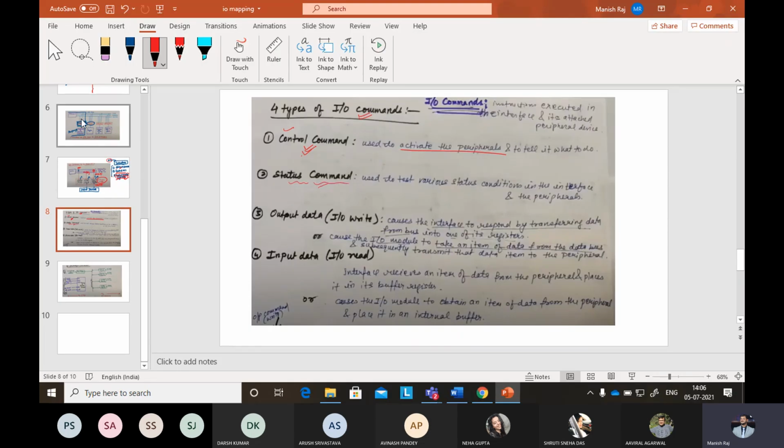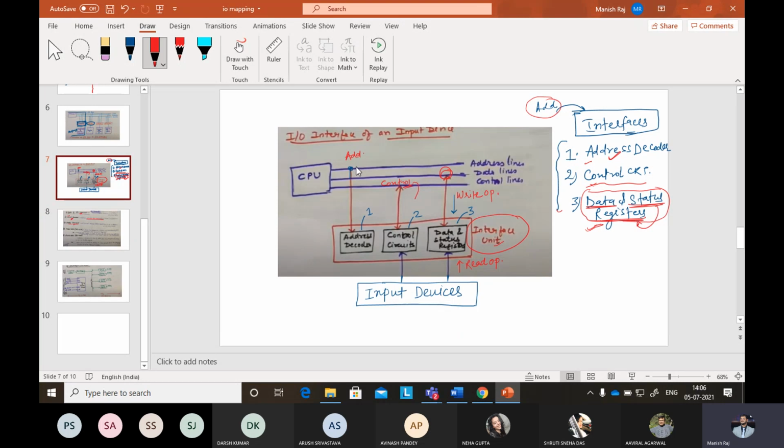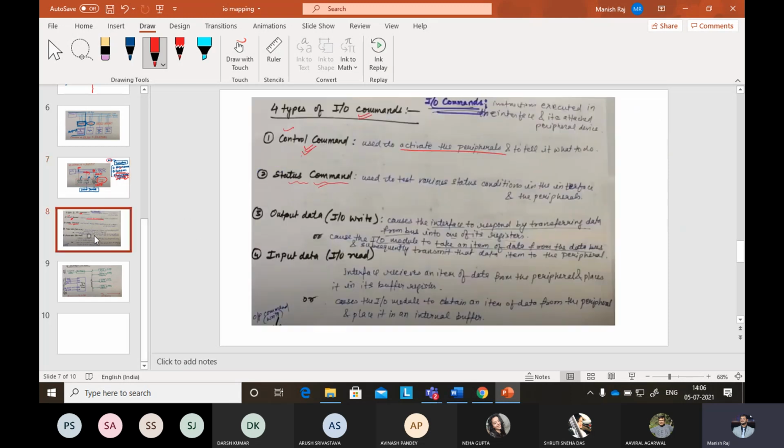First, some address will be sent and the address decoder will decode that address. After that, control signals will be sent, and the control circuit will find which type of operation you can do. Then the status command will be sent, so it will find the status of the peripheral devices. After that, two types of operation you can do again, that is the IO read.